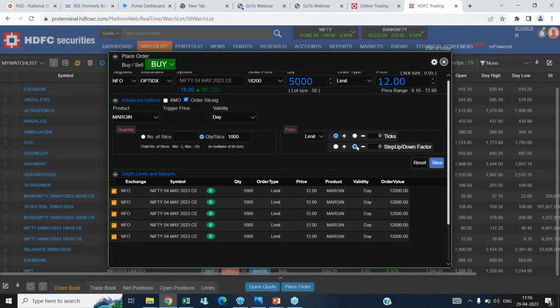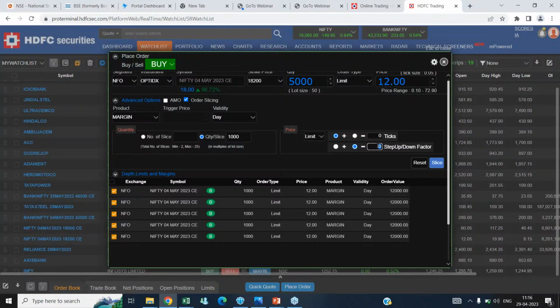So if you want to place lower than the limit price which you have mentioned, you need to click on minus, and then you need to give the step: how many rupees lower should be the subsequent order. So 1 rupee lower at every step if you want to place the subsequent orders. Here in step up or down factor, you need to mention it as per ticks.